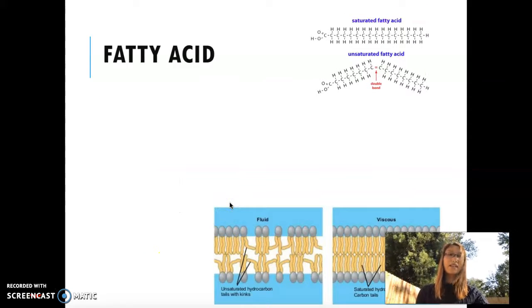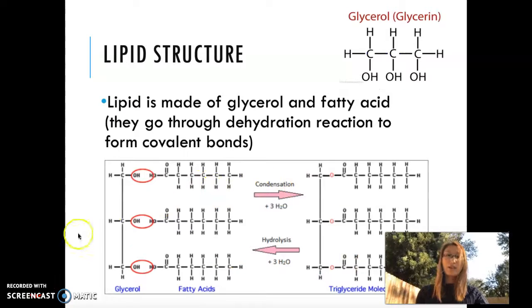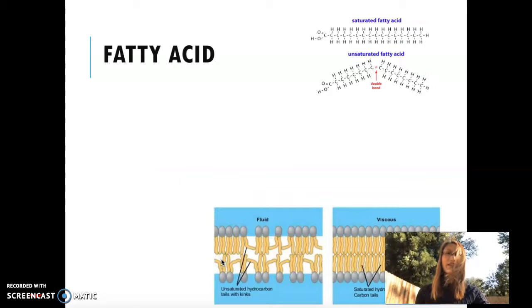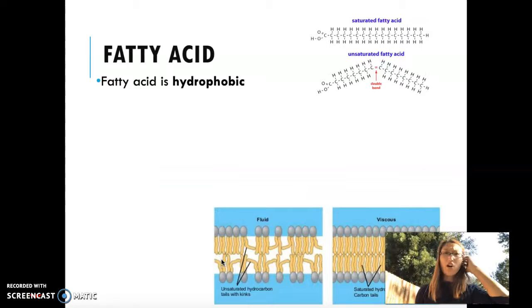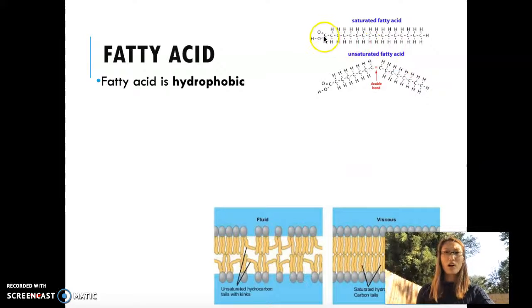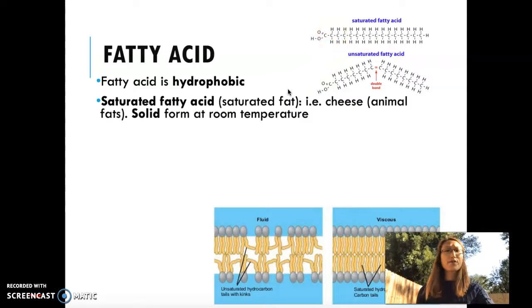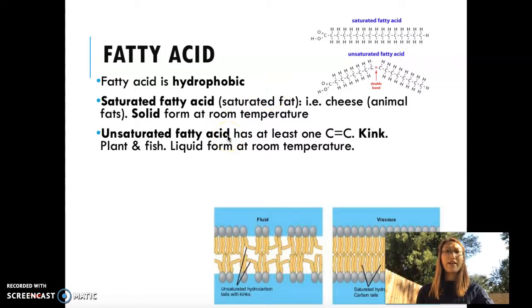Fatty acids are the fatty acid tails, right? On the last page, these three things over here are all fatty acids. Fatty acids are all hydrophobic because they're hydrocarbons, and the electronegativities of carbon and hydrogen are pretty similar, so they share the electrons pretty equally. But there's a difference between a saturated fatty acid and an unsaturated fatty acid.